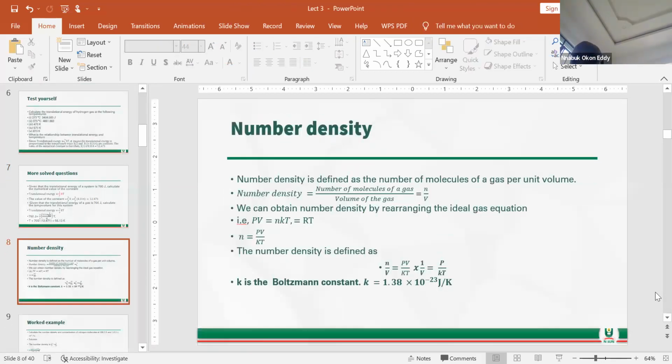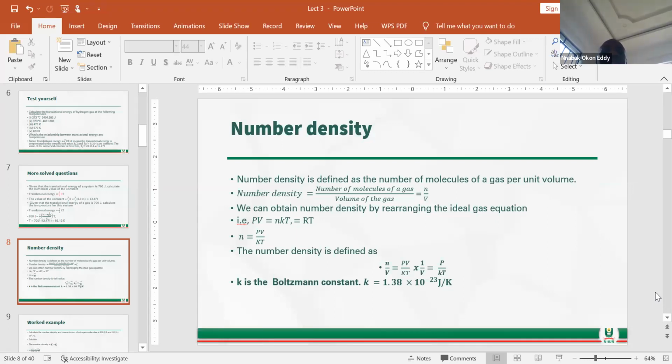And we have number density. What is really number density? Number density is defined as the number of molecules of a gas per unit volume. So we can say number density is the number of molecules of a gas and then the volume of the gas. We can obtain number density by rearranging the ideal gas equation.